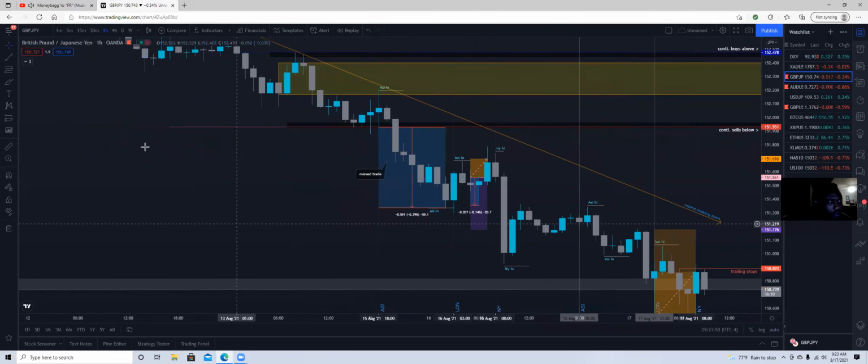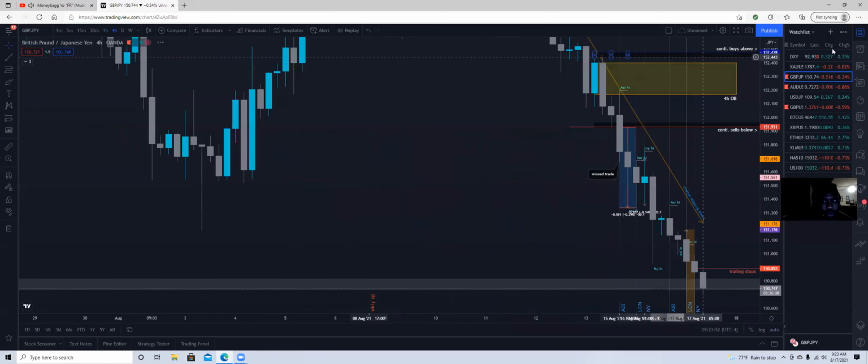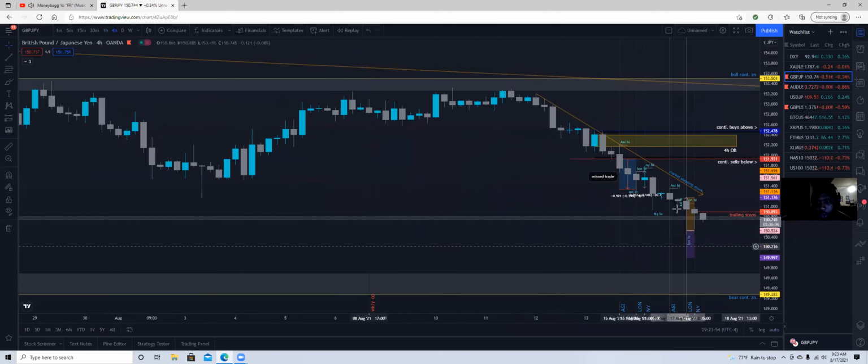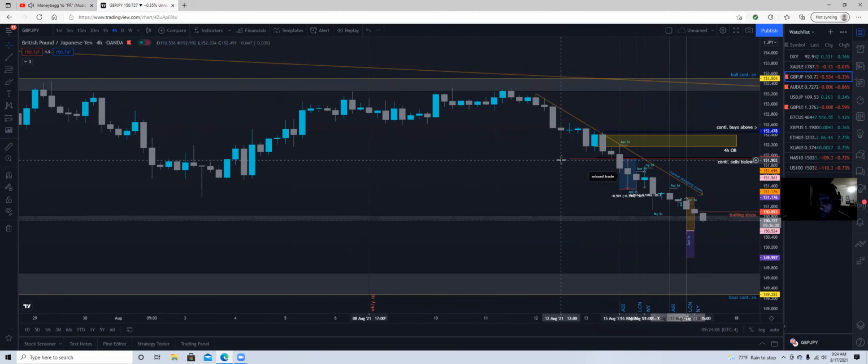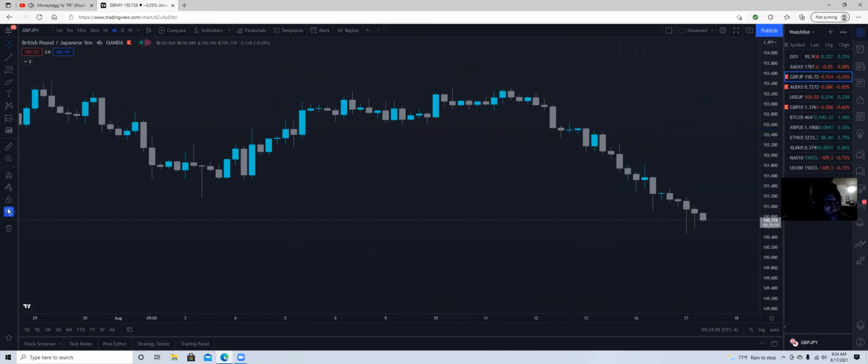So we look at the pre-market analysis. We had sales, continuation sales below 151.931. This is GBP, 151.931. So below this area here was continuation sales. Clean traffic looking left on the 4-hour chart.